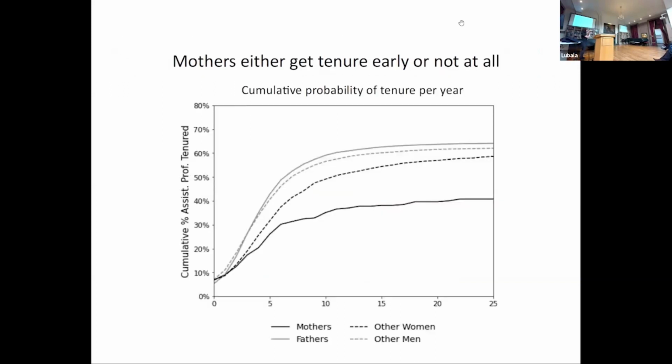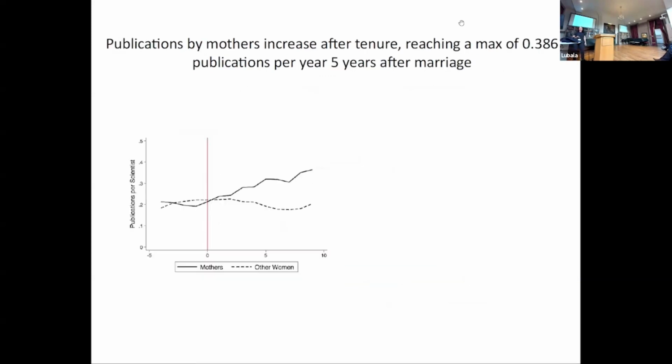I can also show you here, because we know when mothers get tenure relative to the year when they become assistant professors, mothers either get tenure early or not at all. So you either are super productive early on, but if you're not super productive early on, you're not going to get tenure, or you are much less likely to get tenure.